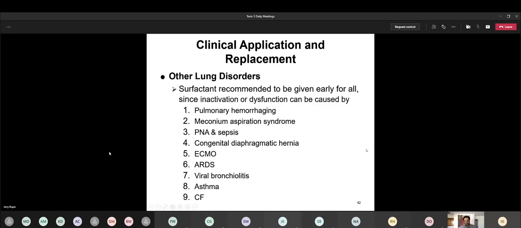But there's some other things here. And of course, even with some asthmatics, you may have to consider maybe some surfactant replacement, and cystic fibrosis.